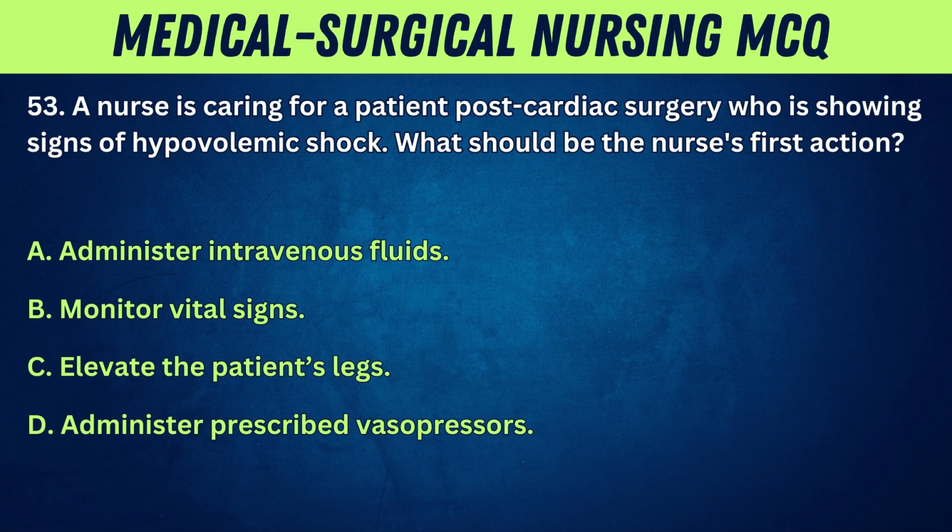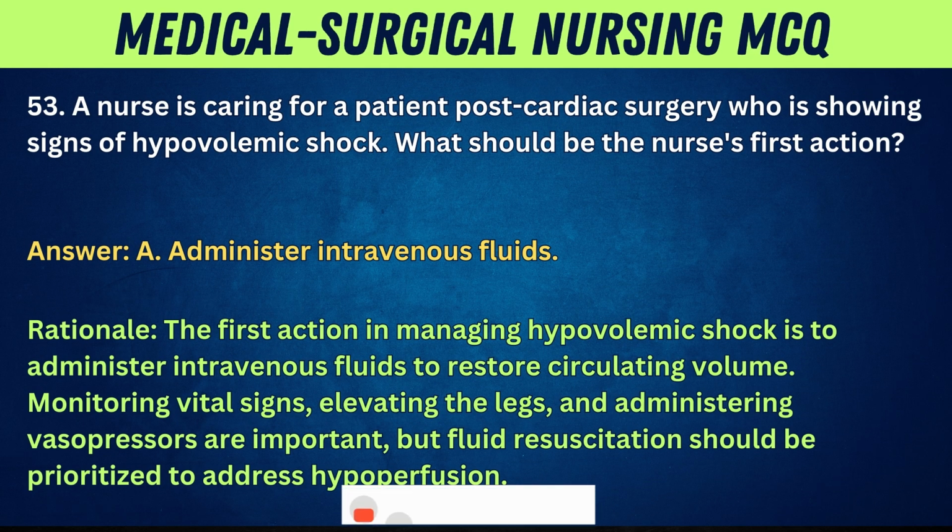53. A nurse is caring for a patient post-cardiac surgery who is showing signs of hypovolemic shock. What should be the nurse's first action? A. Administer intravenous fluids. B. Monitor vital signs. C. Elevate the patient's legs. D. Administer prescribed vasopressors. Answer: A.